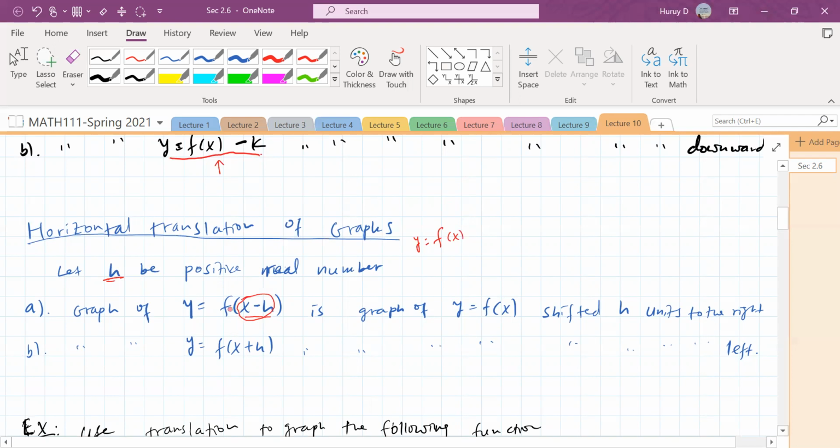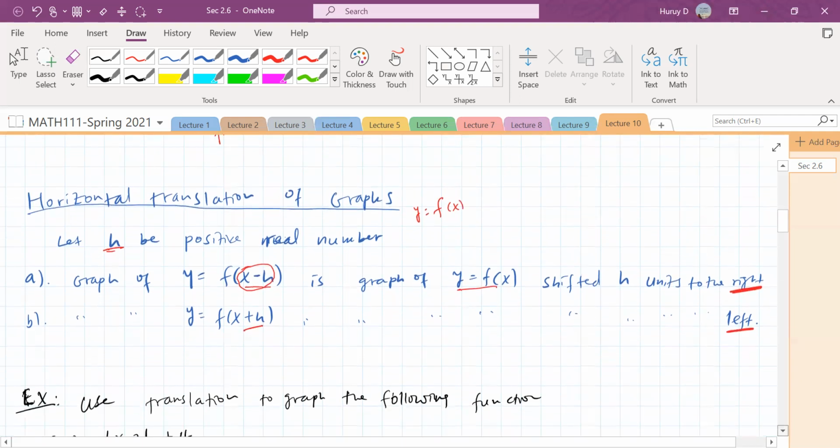So if we have f of x minus h, then the graph of this function will be the graph of the original function shifted h units to the right. Now you may get confused here, because since we have a negative, one would expect this to go to the left, right? But this is the opposite. When you have minus h inside, the shift is to the right. But when it is plus, the shift is to the left. Okay. Now let's consider some examples.